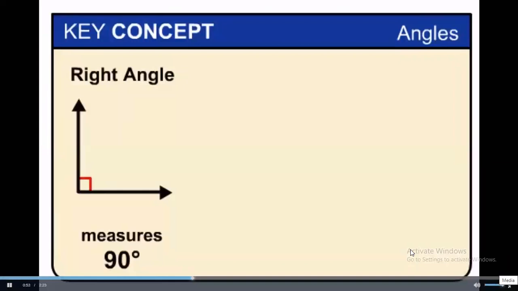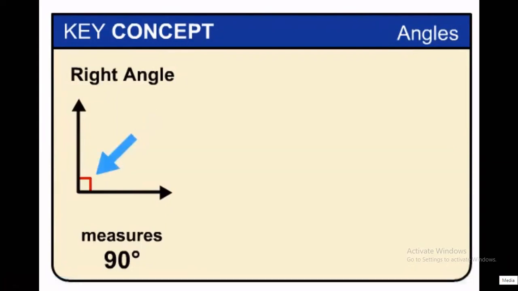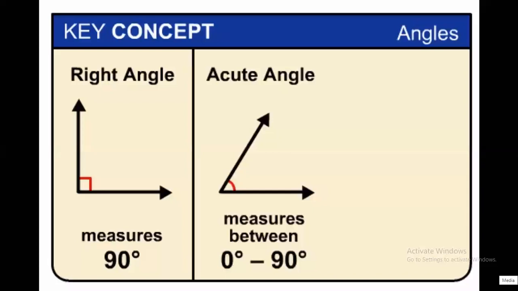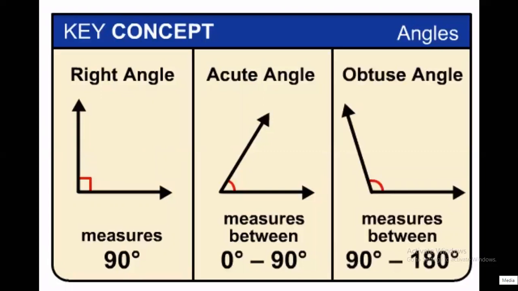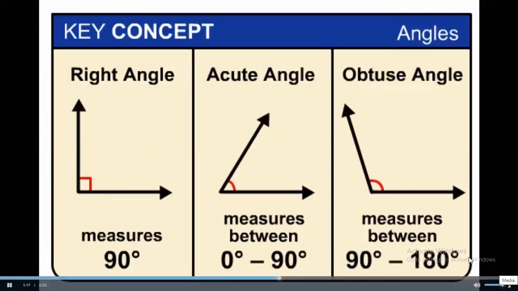This is a right angle. A right angle measures 90 degrees. This symbol means right angle. This is an acute angle. An acute angle measures between 0 degrees and 90 degrees. This is an obtuse angle. An obtuse angle measures between 90 degrees and 180 degrees.